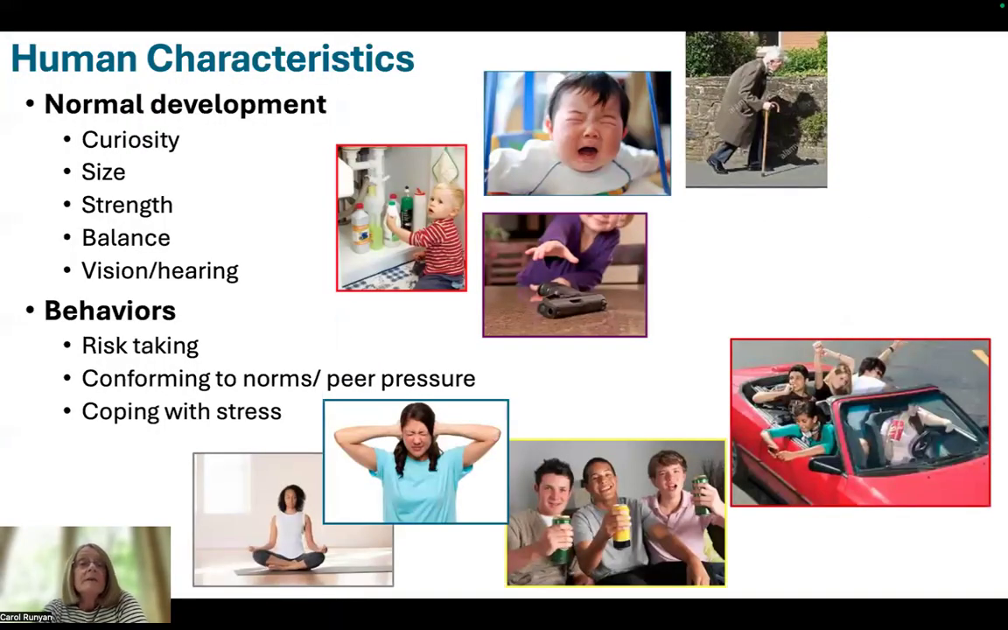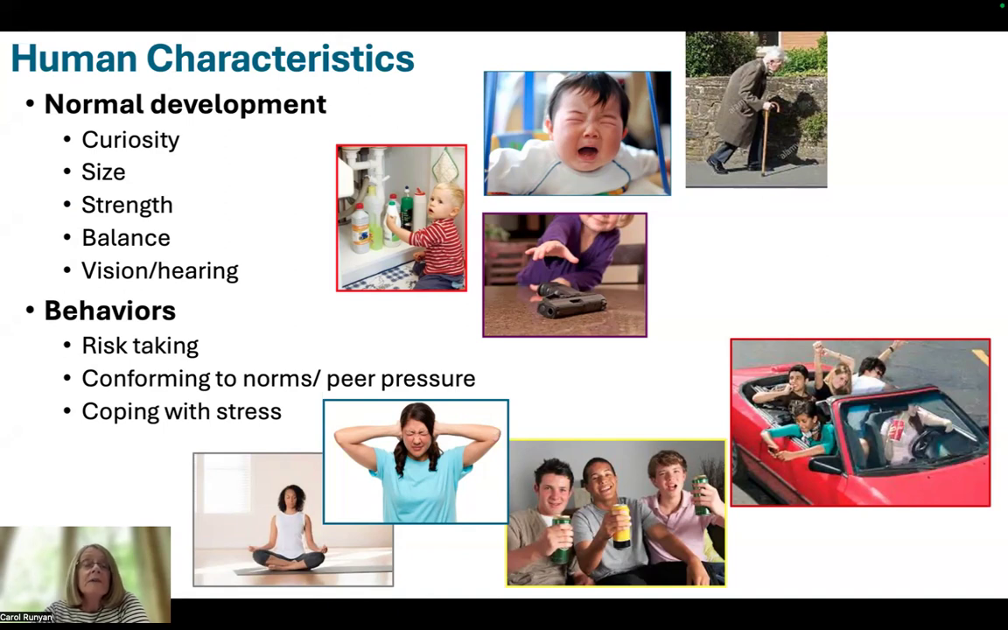So let me give you some examples of those things. So in terms of human characteristics, we think about human development. Normal development, as we go through the aging process, includes things like curiosity, like this child looking under the sink. It's very normal behavior to be looking under the sink and wondering what's in those bottles. They may be poison. Size, strength, balance. I mean, here's an older person who may have different strength and balance issues than someone of this age, as well as vision and hearing issues.